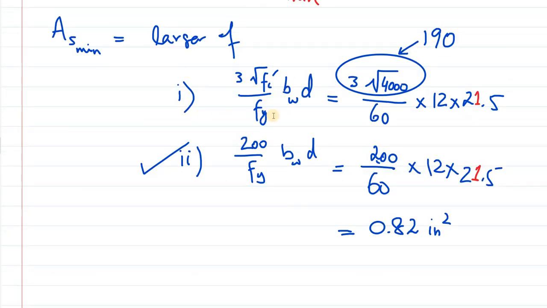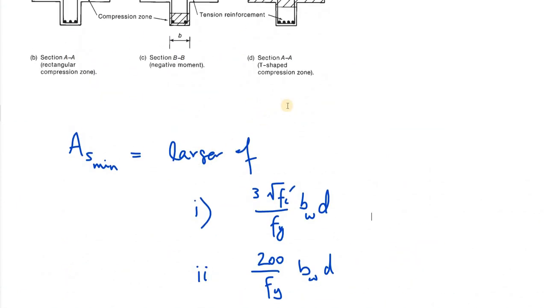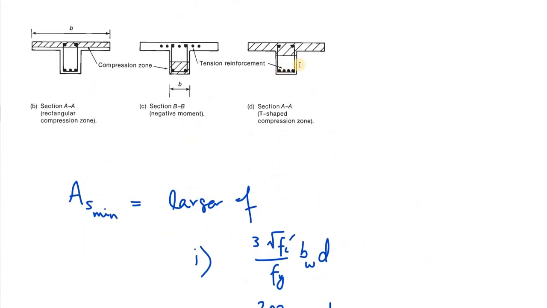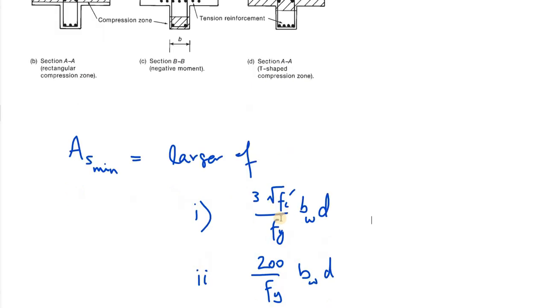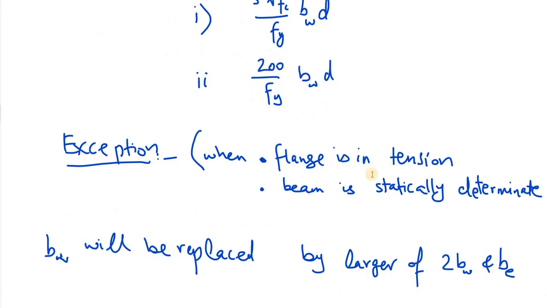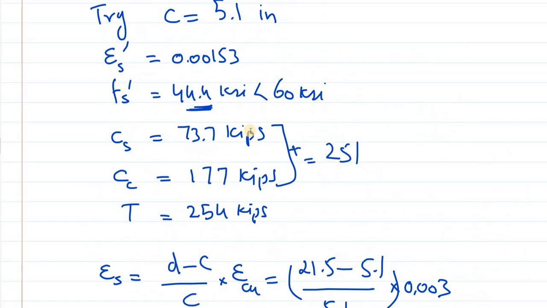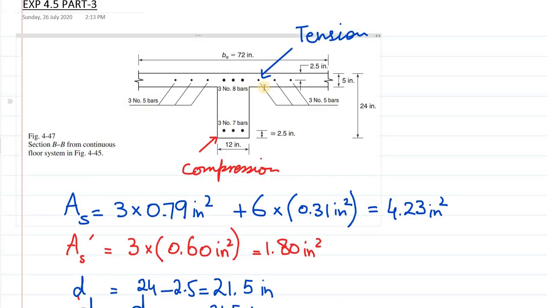Again, most of the things are still the same as the previous part, except that we have a different d this time, 21.5 instead of 20.5. And the only thing again that I want you to remember is that, as we discussed in our general discussion, we take bw equal to the web width, except in the situation when flange is in tension and beam is statically determinate. Now in our case, although flange is in tension, the beam is not statically determinate. The beam is statically indeterminate.